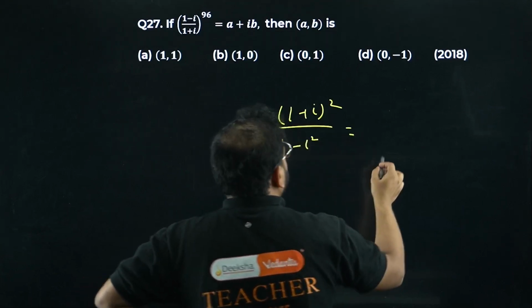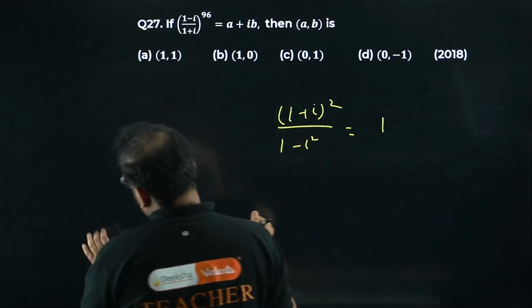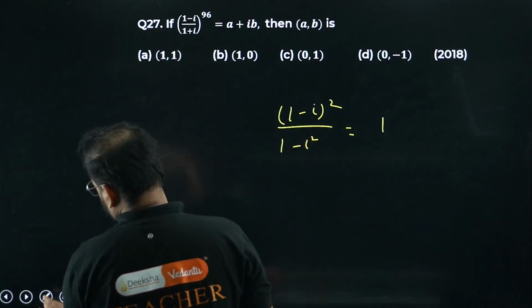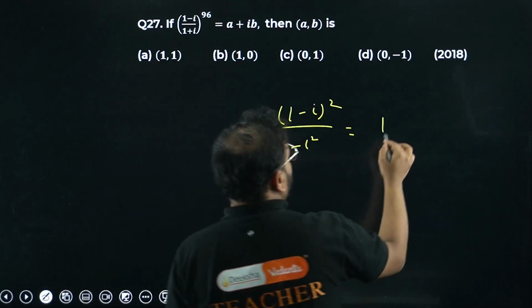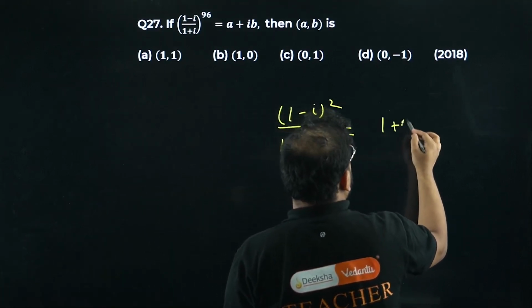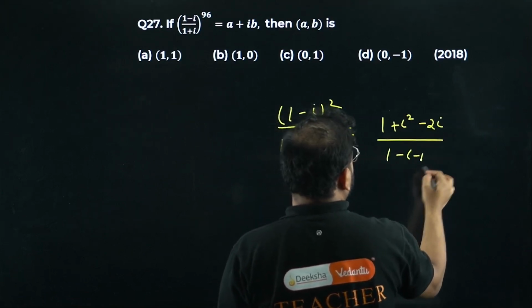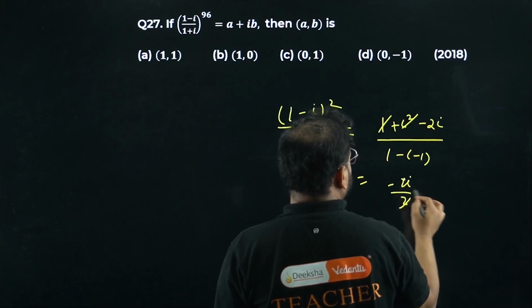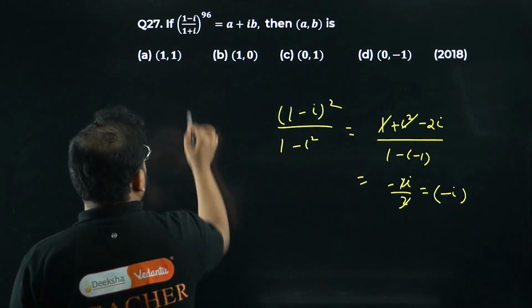Please check. I get this as 1. Okay, minus, no, I wrote plus in the numerator. It should be minus actually. What I'm doing over here, sir, is rationalization. I get 1 plus i squared minus 2i divided by 1 minus of minus 1. This and this cancel. I get minus 2i upon 2, so I get simply this as minus i. So I have minus i from here, please check.